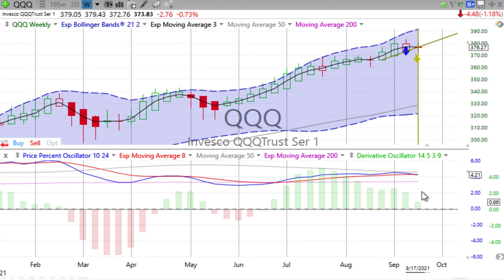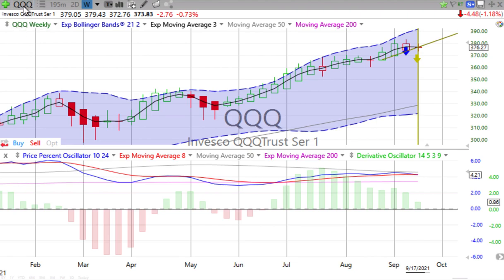So what do we see going on the Nasdaq 100? We have a weekly vertical crossover that has occurred. I've already marked it on the chart. The 2-day had previously crossed over going down. And what do we see happening? Well, derivative oscillator still positive, but that price percent oscillator closed.